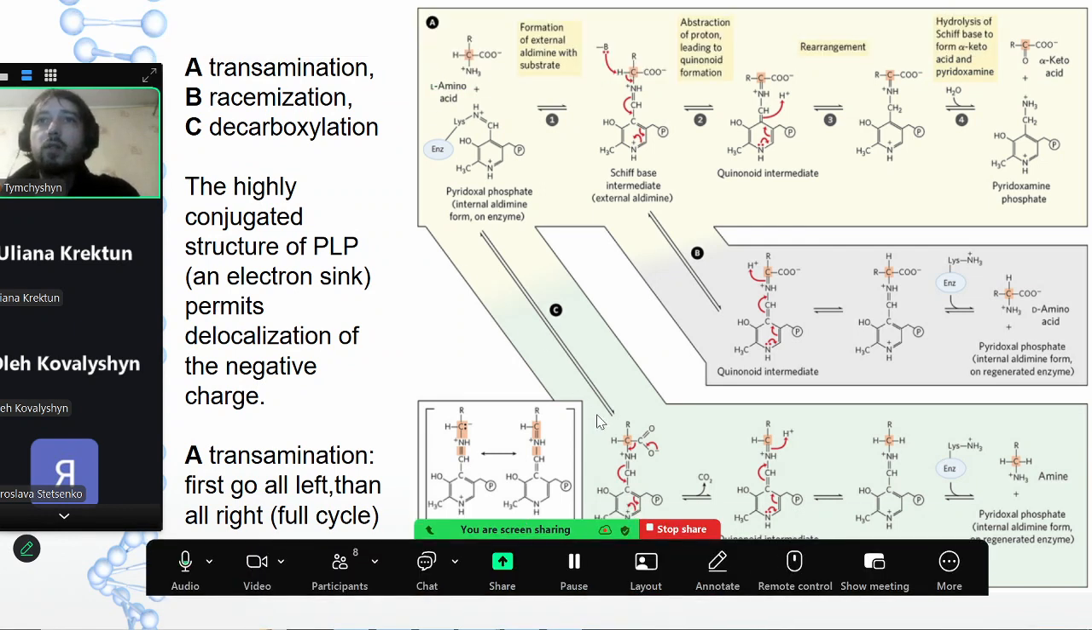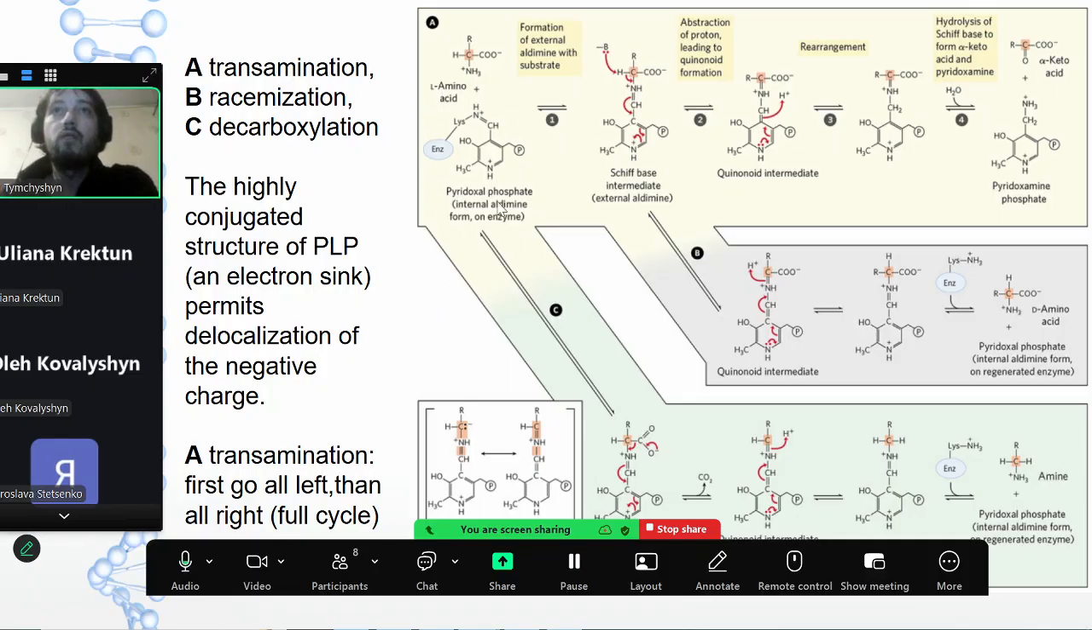So here are some more reactions. I guess since we are so scarce on time, I will not get through all of them, but you can look later at what happens here. So those are the reactions of transamination, racemization, and decarboxylation.